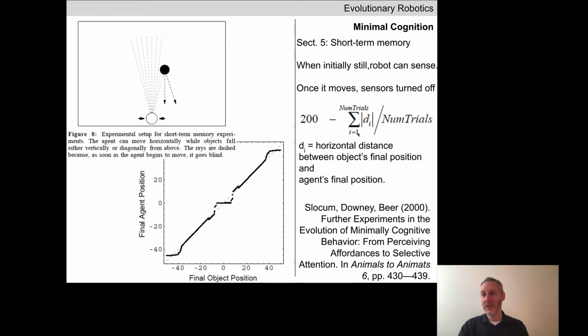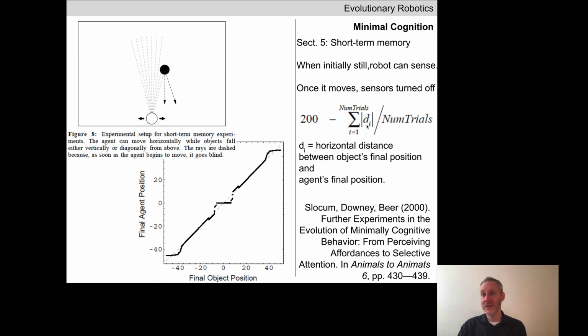So in each of the ith trials, we're going to compute D sub I, the horizontal distance between the object's final position, where did it hit, and the agent's final position. You can see that the D sub I's are to the right of a minus sign. So we want to evolve agents that minimize this penalty term. The minus sign tells us that this term is a penalty term. We want to maximize this whole quantity.